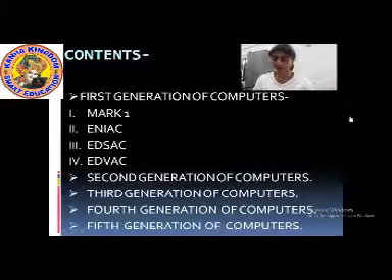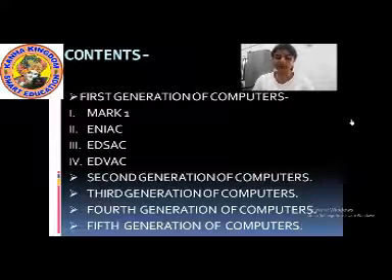Third generation computers used integrated circuits, the fourth generation of computers used microprocessors, and the fifth generation of computers used artificial intelligence. This fifth generation of computers is still in a developing phase. That means it is still being used today.